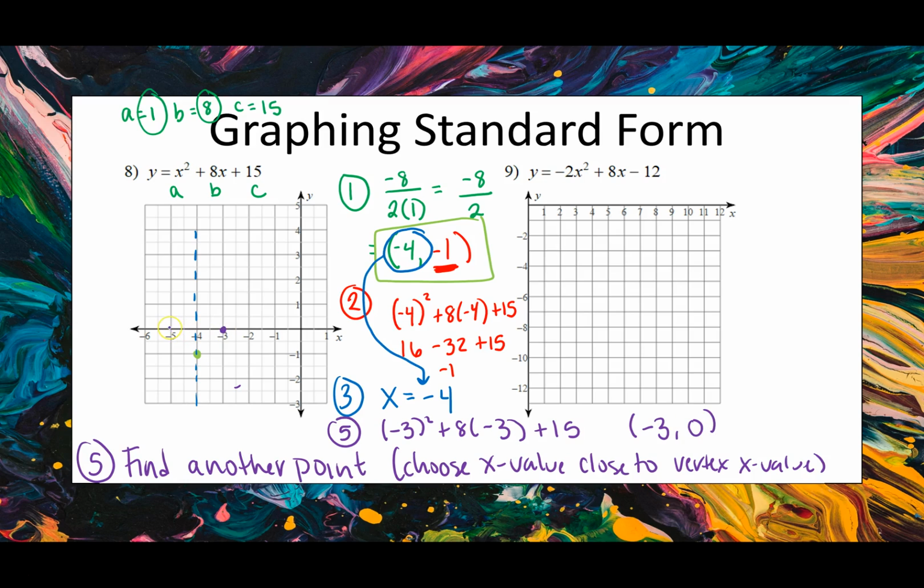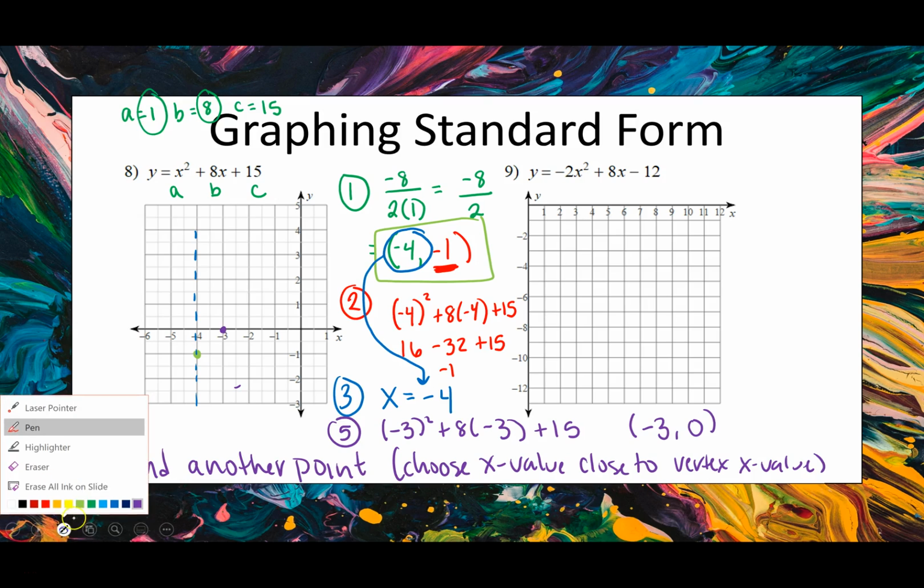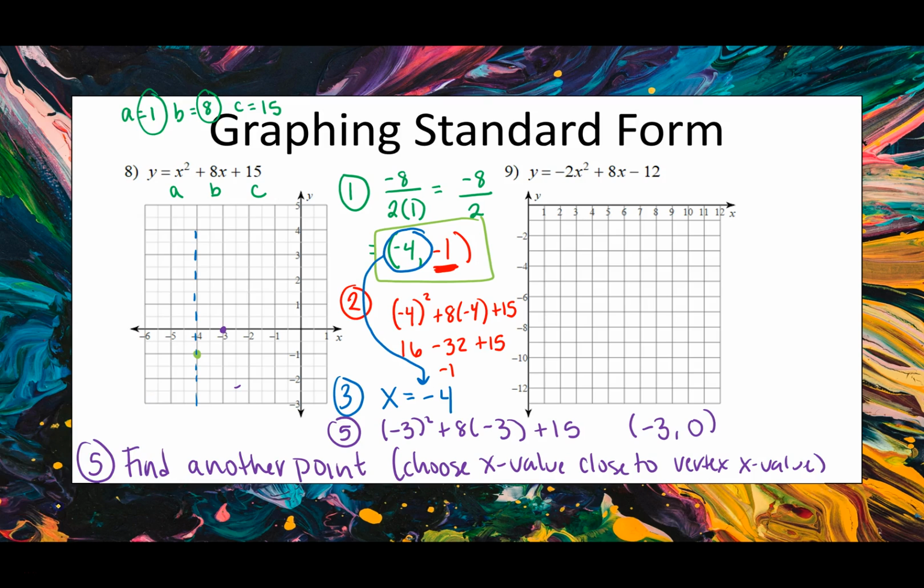All right, my sixth step and my seventh step are pretty quick. My sixth step is going to be to plot the symmetrical point. So the symmetrical point is right here. And then my seventh one is just going to be to draw the parabola.